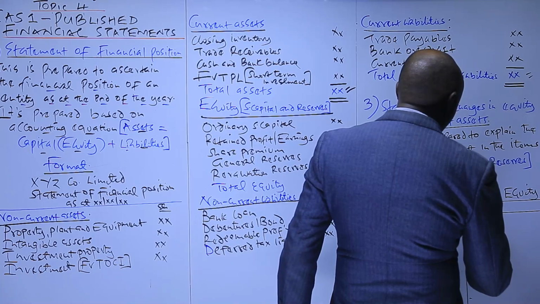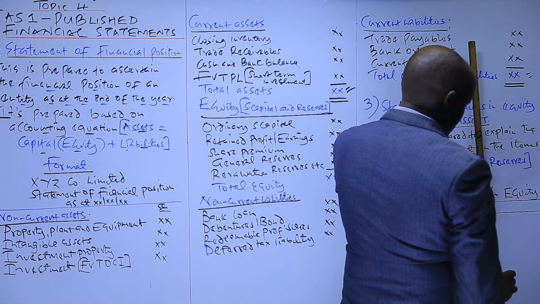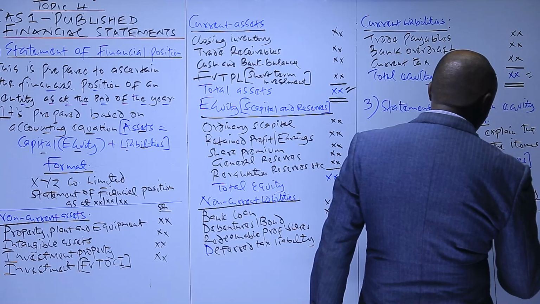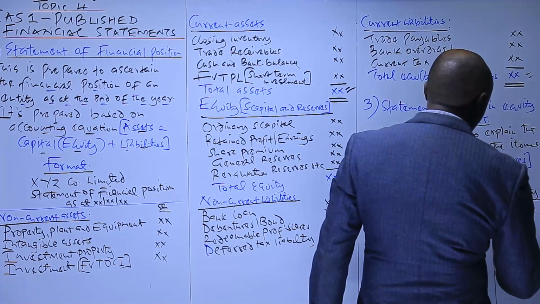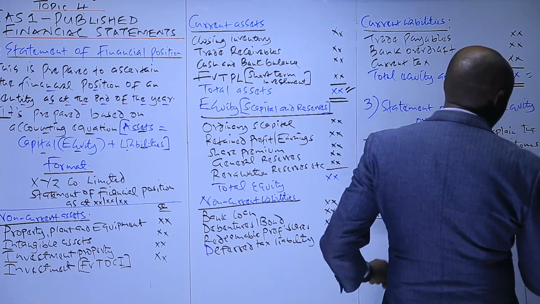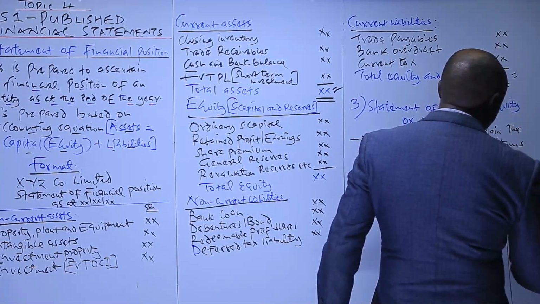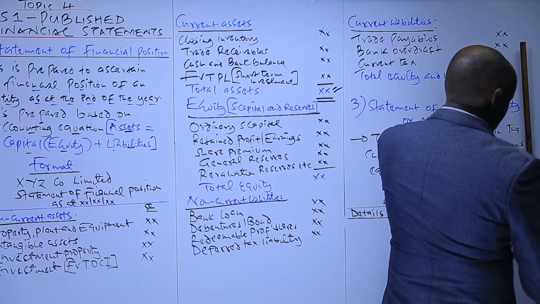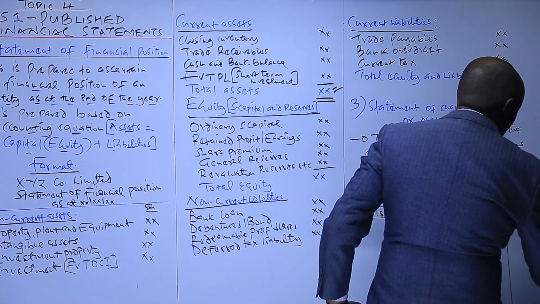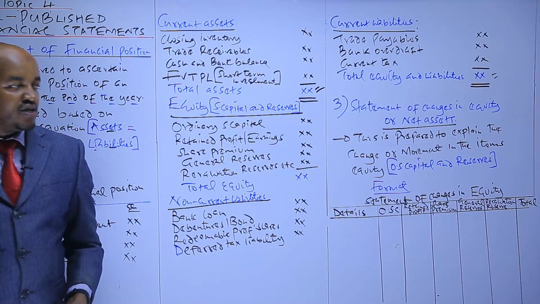The other item here is share premium, a separate column. The other one is general reserves. And then we can have revaluation reserve. And we have the last column here, which now will be the total column. So mostly those are the various items of equity you'll come across in any question.